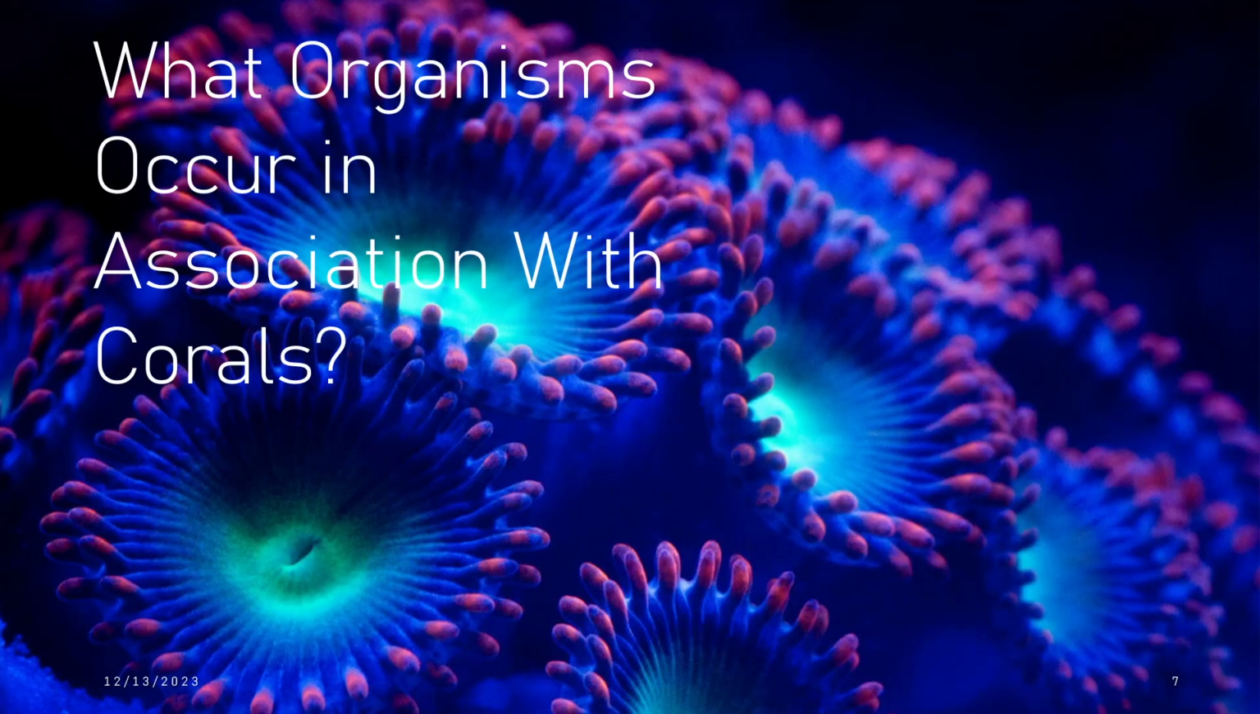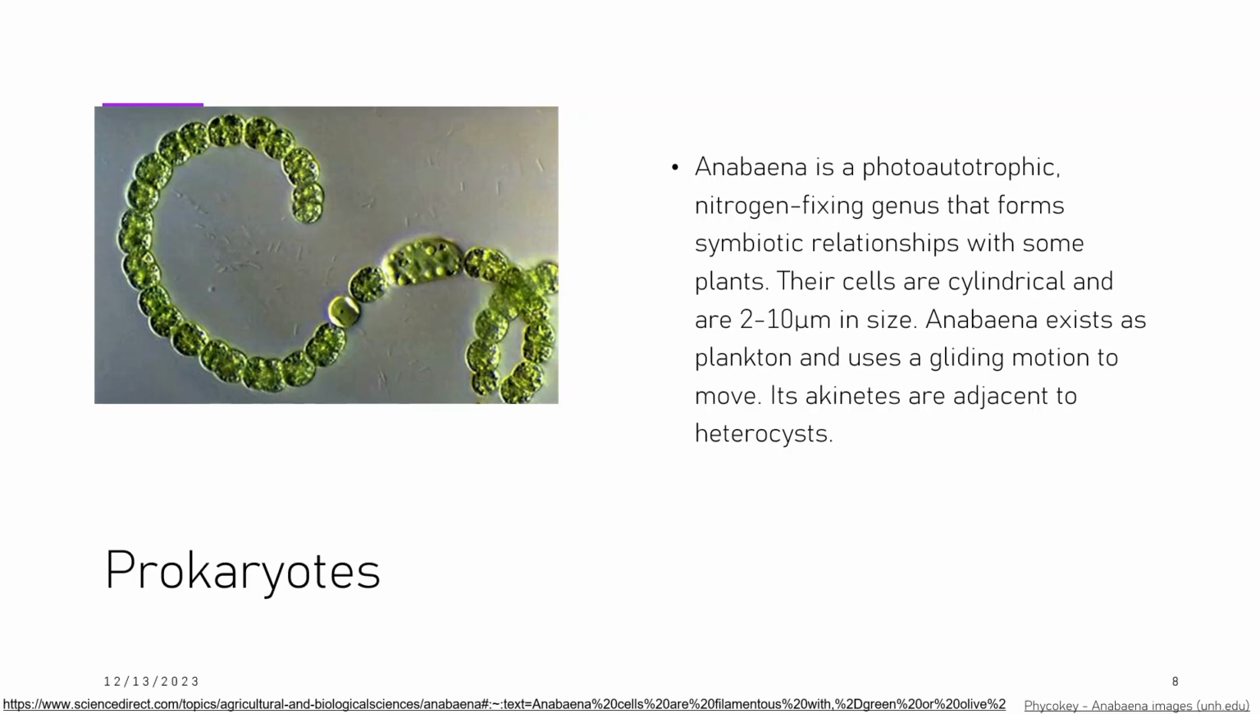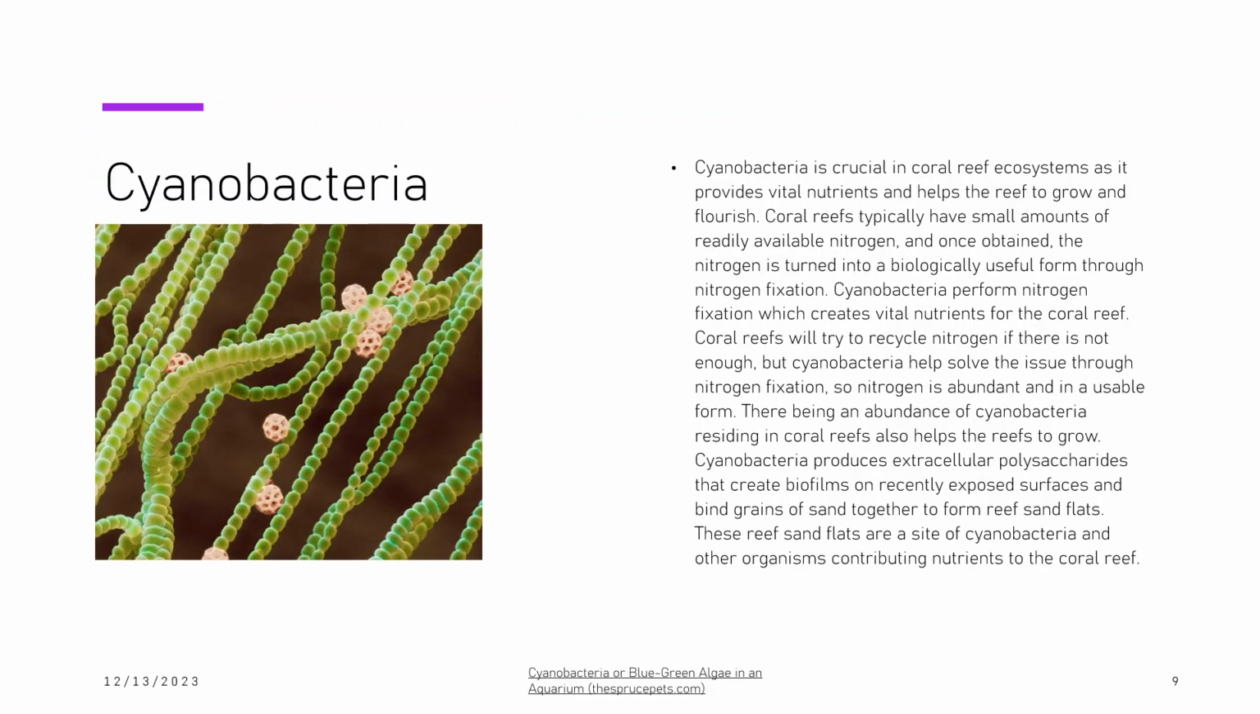What organisms occur in association with corals? Anabaena is a photoautotrophic, nitrogen-fixing genus that forms symbiotic relationships with some plants. Their cells are cylindrical and are 2 to 10 nanometers in size. Anabaena exists as plankton and uses a gliding motion to move. Its akinetes are adjacent to heterocytes, and this is a prokaryote. Cyanobacteria.